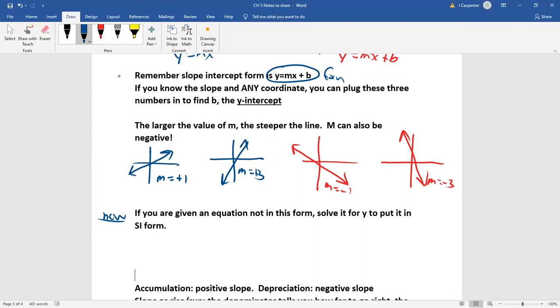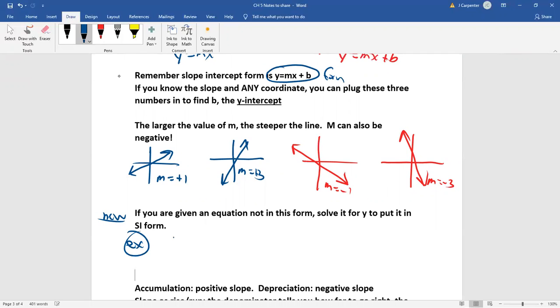Yes, you can graph lines that are not solved for y. Yes, if this was an algebra class, I would teach you how to do that. This is a quantitative reasoning course though, so we like to keep things in common forms and that way it's as simple as possible. So just solve it for y if you get one.